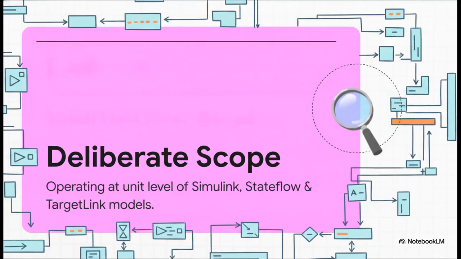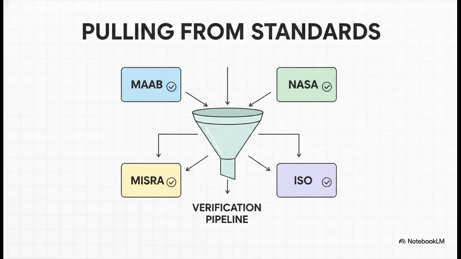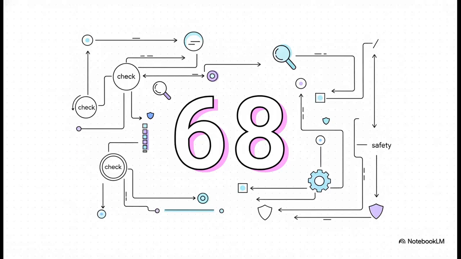Both tools operate strictly at the unit level for Simulink, Stateflow, and TargetLink. It's a deliberate scope, not a limitation. Take EverCheck. It pulls essential static verification rules directly from standards like MAB, NASA, MISRA, and ISO 26262. It runs just 68 highly targeted static checks. That keeps your small team's workflow incredibly fast and streamlined.